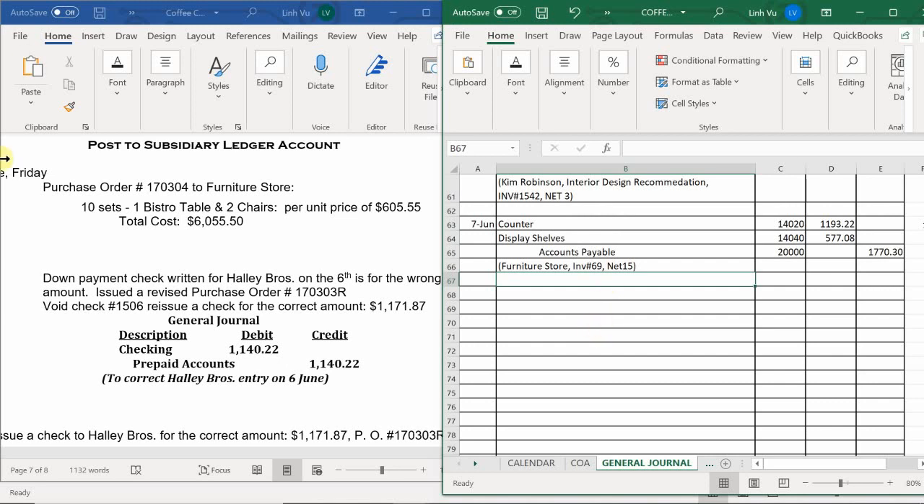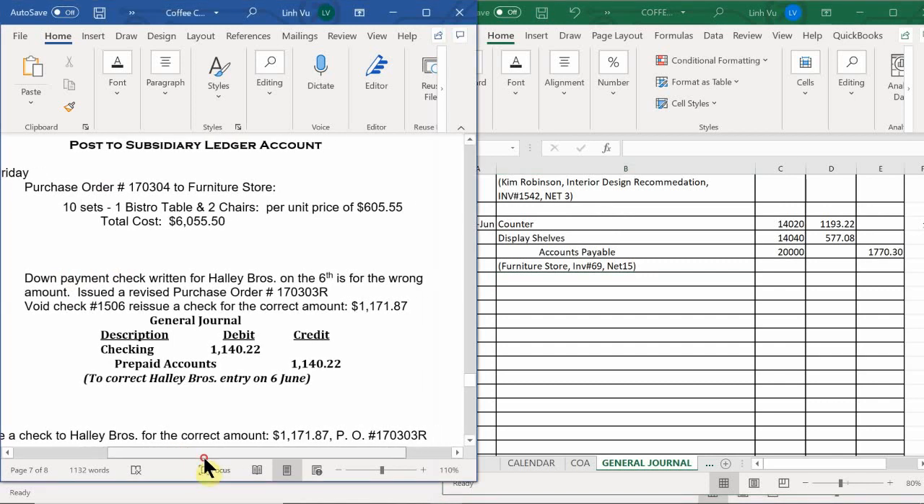Okay, so what should we do here? Reverse the purchase and do it again, no? Is that what it says? That the correct amount is $1,071. Okay. They void the check 1506, so we have to void the check. Okay. Write another one for the amount.